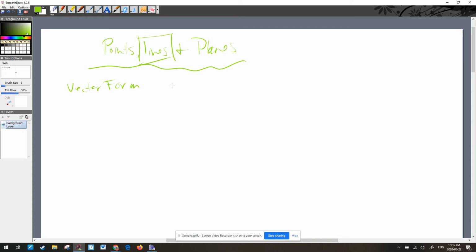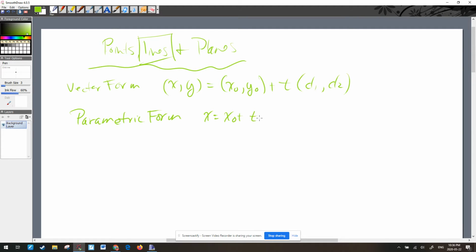There are kind of 3 different vector forms, but in the grand scheme, all the points on the line look like x naught, y naught, plus t times d1, d2. And so that's the vector form. And then we get into the parametric form, which is x equals x naught plus t d1, and y equals y naught plus t d2, where t is a member of the reals.